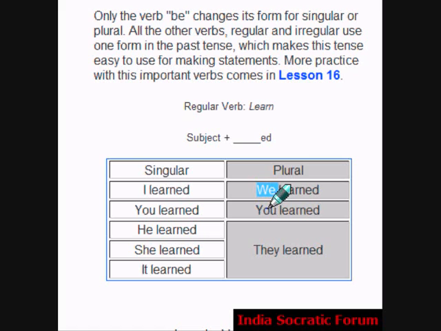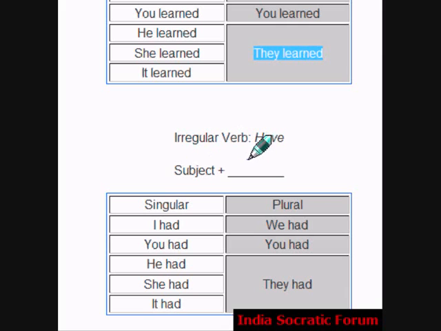The plural form. We is the subject. Learn is the verb. Ed is the past tense. We learned. You learned. They learned. Let's take the irregular verb have.